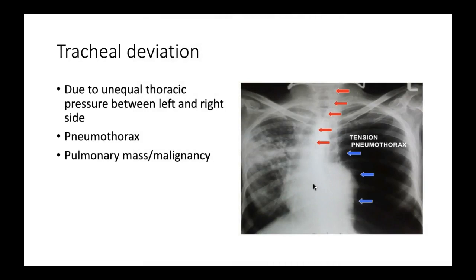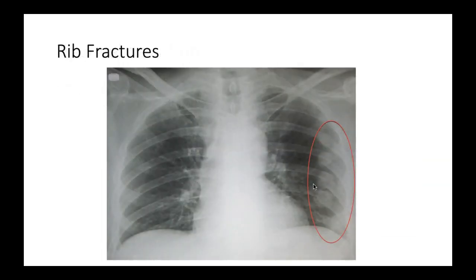This is a patient who has tracheal deviation. You see it where those arrows are. This is due to unequal thoracic pressure. This is a tension pneumothorax, could be caused from a pulmonary mass, a malignancy, several different causes. Here we have a patient, if you notice where the circle is, that has some old rib fractures. You can see them right there as opposed to on the other side. It's just a distinct finding.